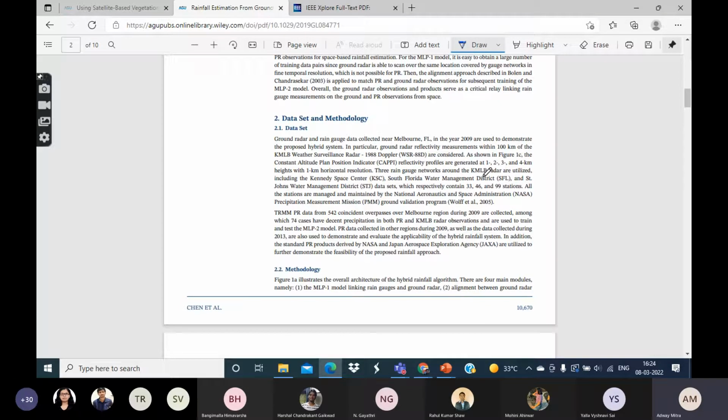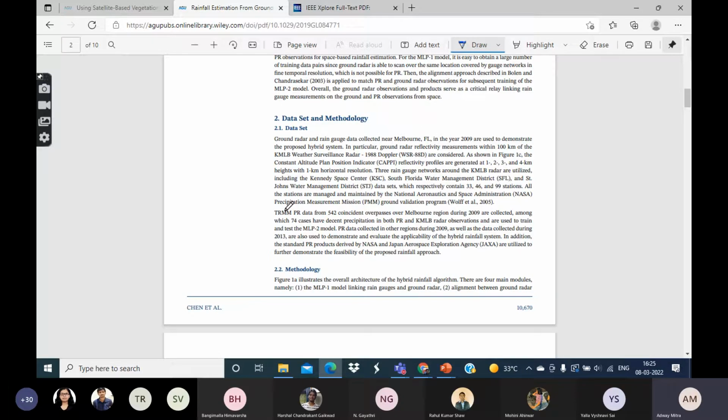So this is about the ground based infrastructure. There are three rain gauge networks. There is one weather surveillance radar, which captures images of a 100 kilometer region around it. And then there are three rain gauge networks around that radar. These are the ground measurements.